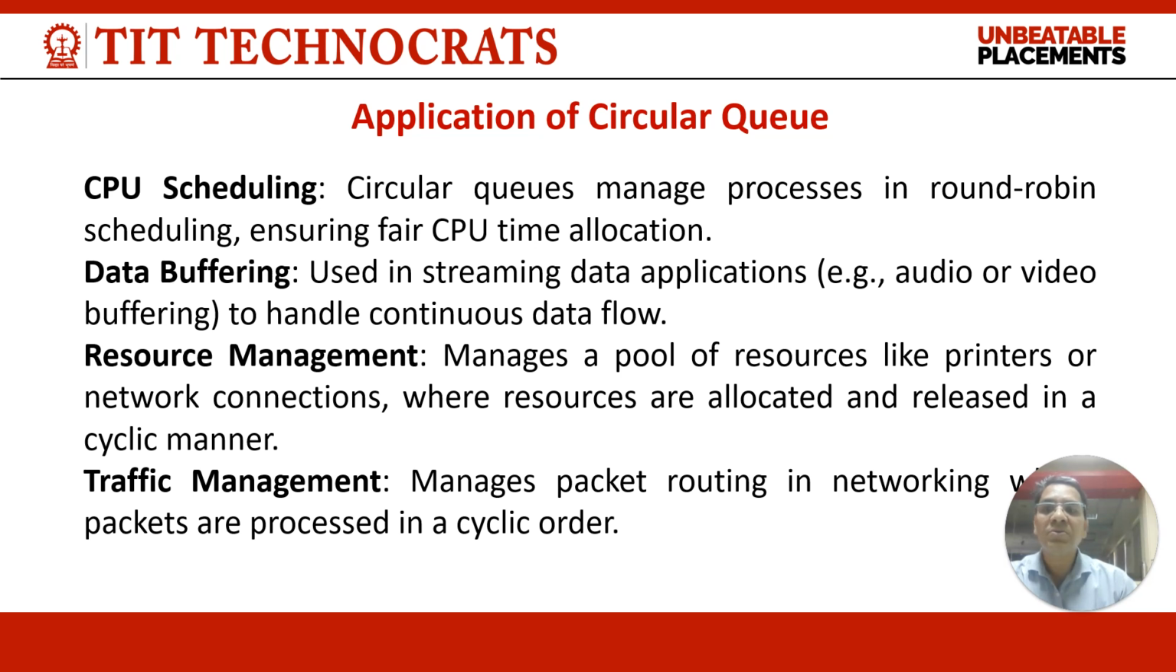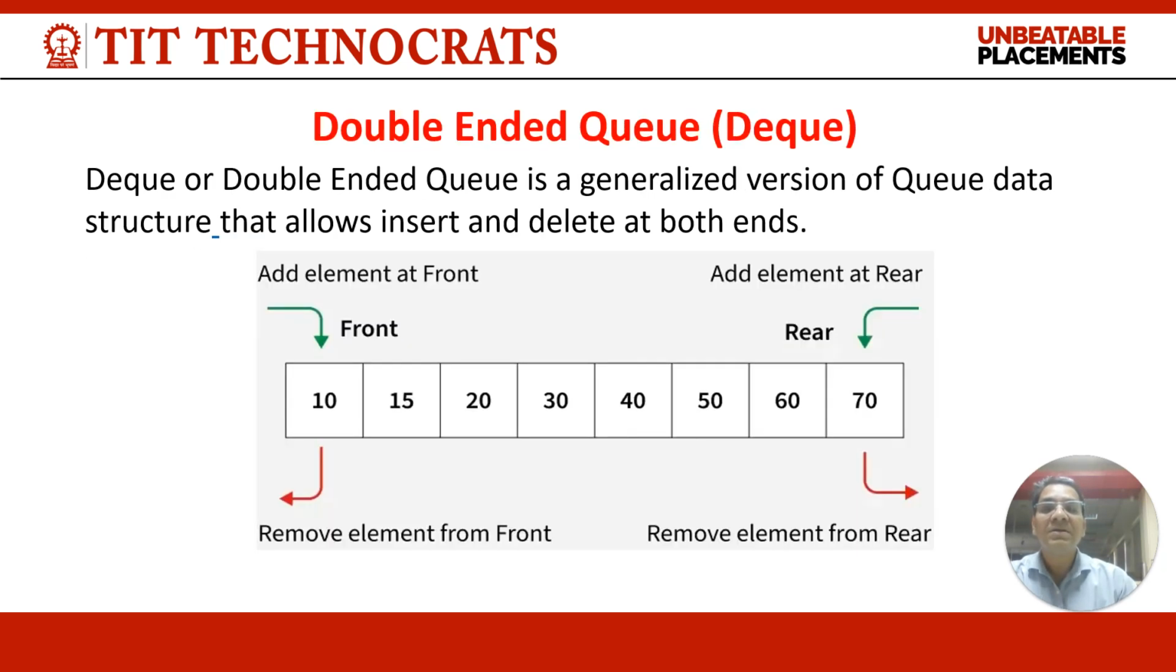Applications of circular queue: CPU scheduling, where a circular queue manages processes in round robin scheduling, ensuring fair CPU time allocation. Data buffering, used in streaming data applications. Resource management, which manages a pool of resources like printers or network connections, where resources are allocated and released in a cyclic manner. Traffic management, which manages packet routing in networking.